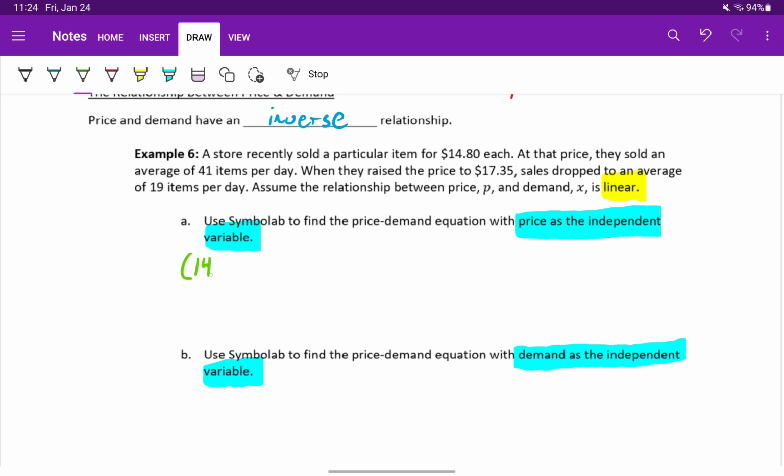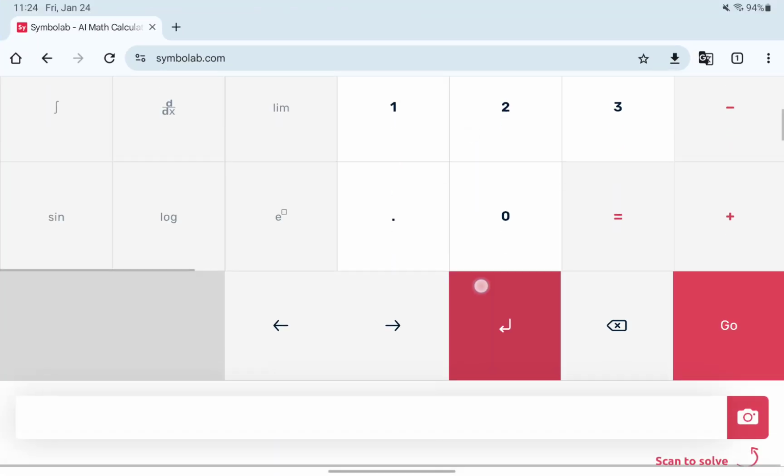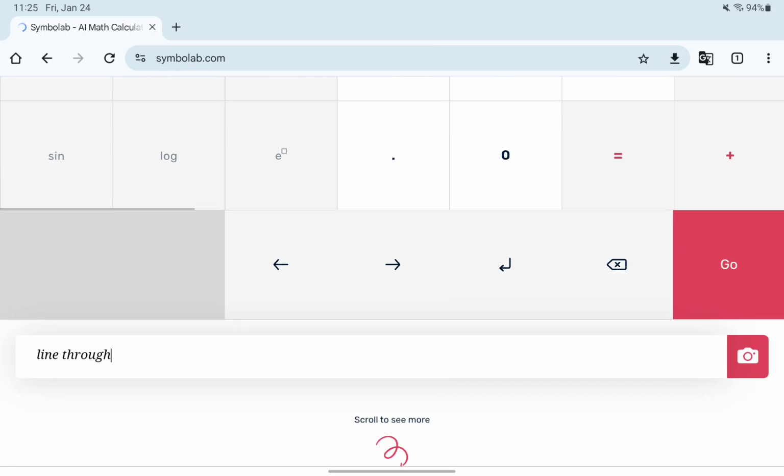So our first coordinate pair would be 14.8, comma 41. And our second coordinate pair would be 17.35, comma 19. Once we've identified those coordinate pairs, we can turn to Symbolab and we can ask it to find a line through those 2 points.